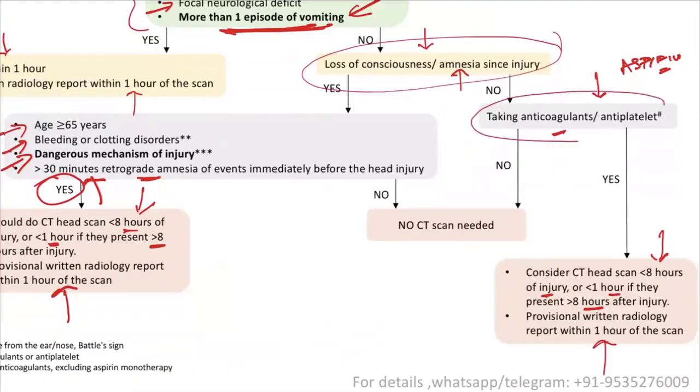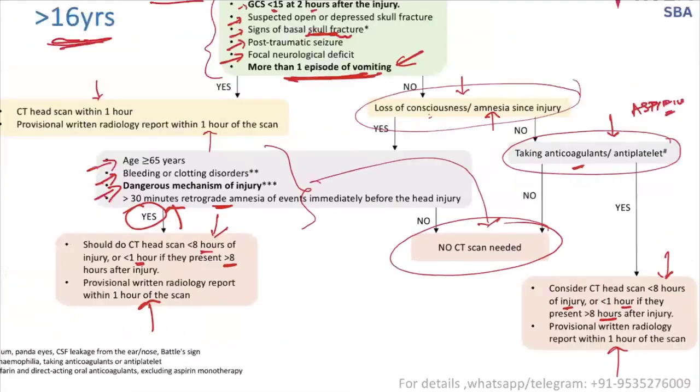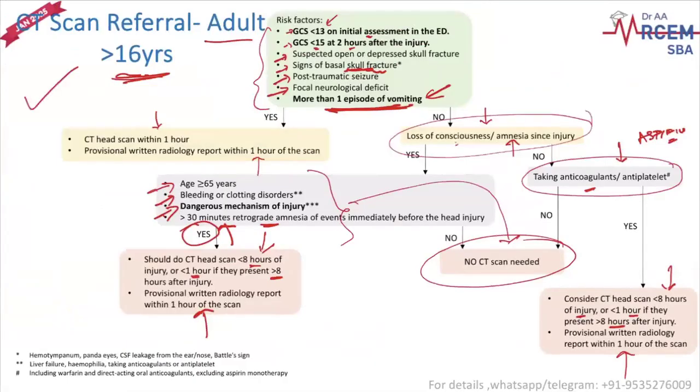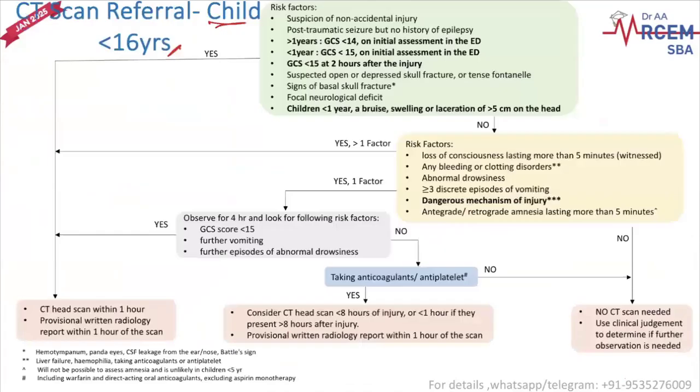If he's not on any anticoagulant, no CT scan is required. If he has a loss of consciousness, but none of the following are present, then no CT scan is required. This is what you need to be aware of. Very important. Go through it multiple times. It is not easy to remember at first glance. It is a difficult algorithm we have here, but heavily tested in the examination. So you need to be aware of it. The pediatric one is more complicated than this.